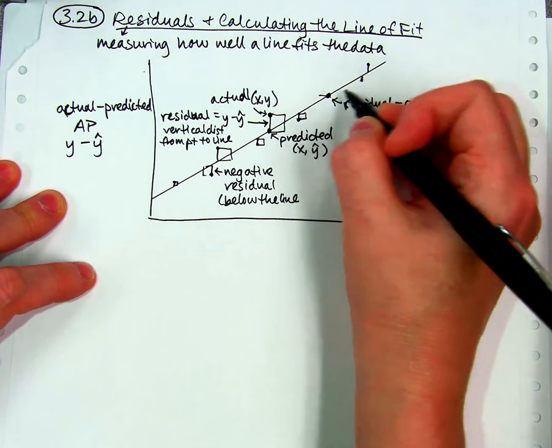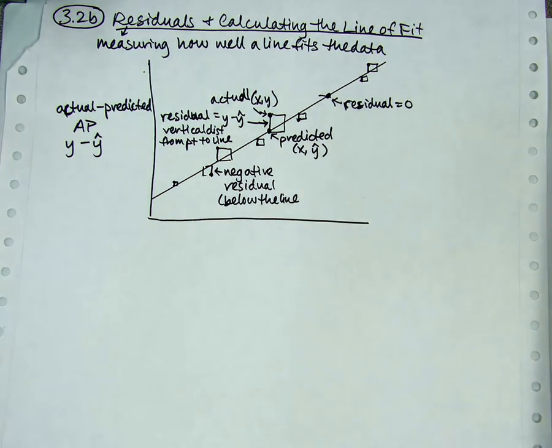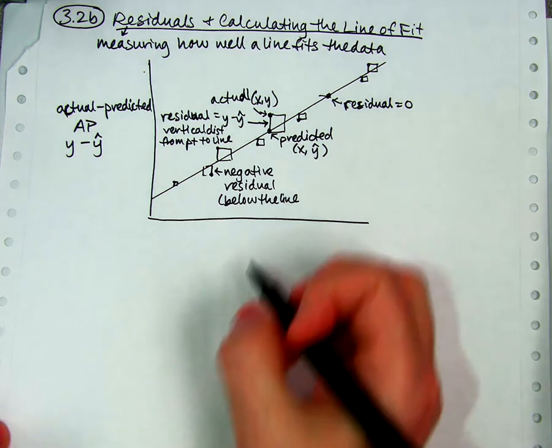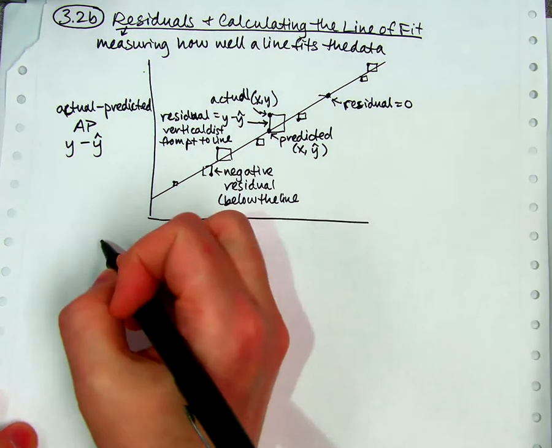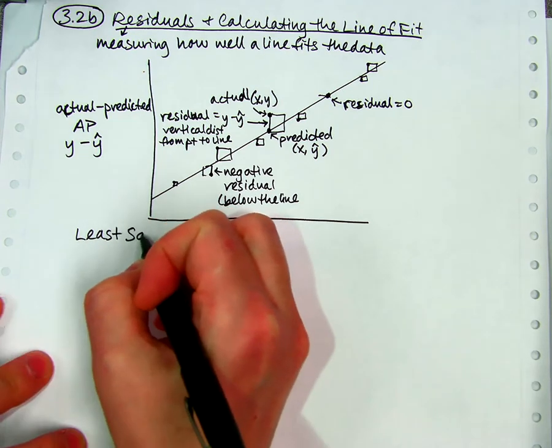Now, this one's a 0, so I don't have to draw a square on it, right? But all of those squares, if you move the line around, the squares will change a little bit. And the idea is you move the line until it is just right, which is the smallest possible sum of squares. And that is called the least squares regression line, which is what we're learning how to do.